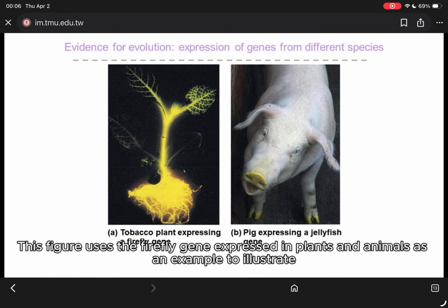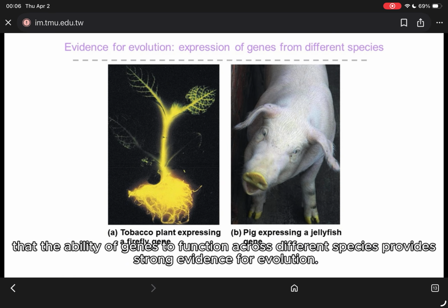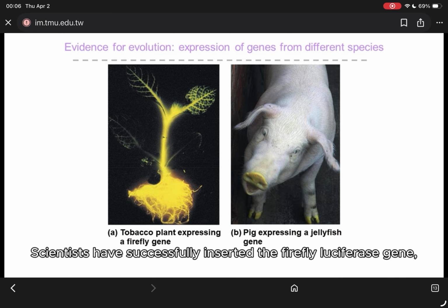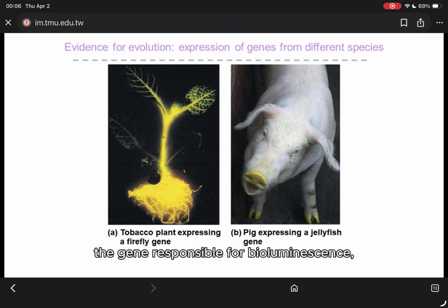This figure uses the firefly gene expressed in plants and animals as an example to illustrate that the ability of genes to function across different species provides strong evidence for evolution. Scientists have successfully inserted the firefly luciferase gene, the gene responsible for bioluminescence, into plants and even into pigs. Remarkably, under certain conditions, these organisms were able to glow as well.